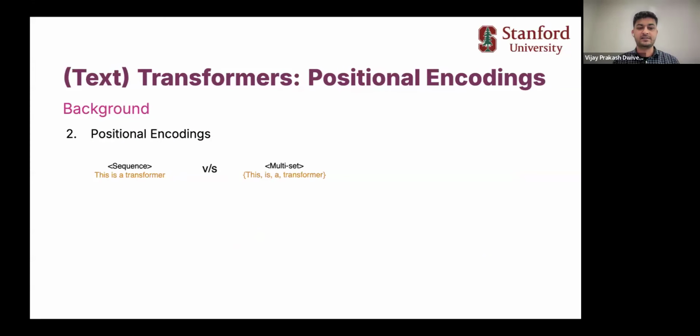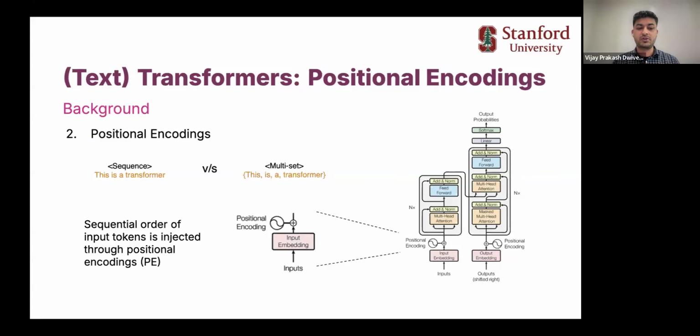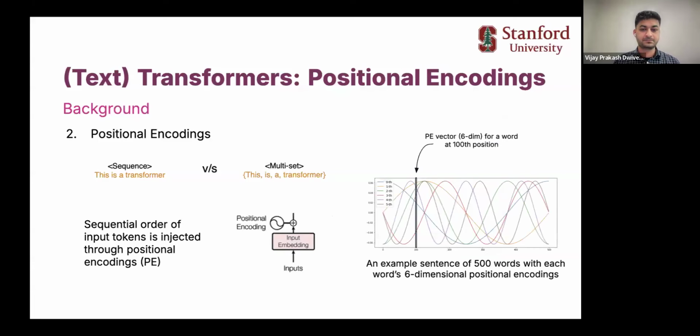So what we see is that transformers do not see a sequence directly, but rather a multi-set of tokens, which is the example on the right. And the sequential order of the input tokens is injected through positional encodings. If we zoom in on this architecture, there's a positional encoding which is added to the inputs. So in a sense, the sequential structure information is actually offloaded to the tokens themselves, and transformers get the information of the sequential structure through this mechanism.